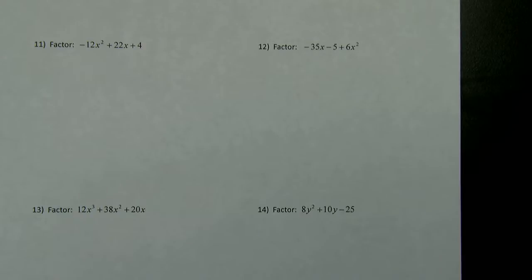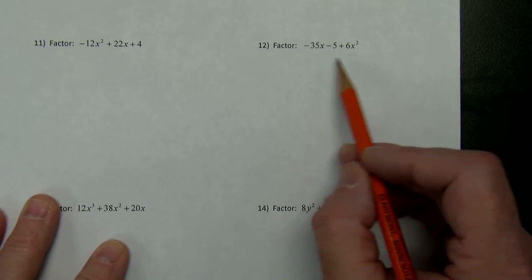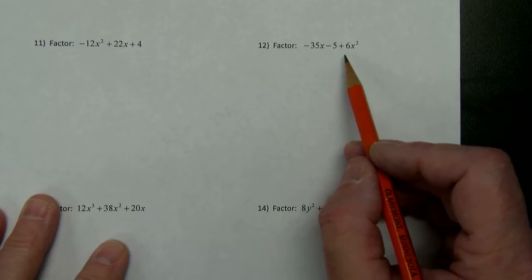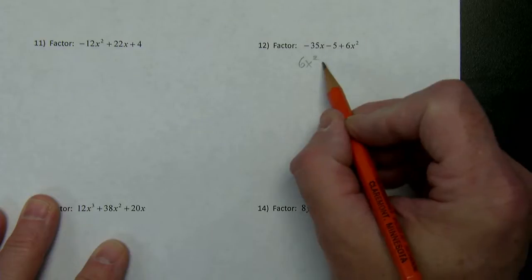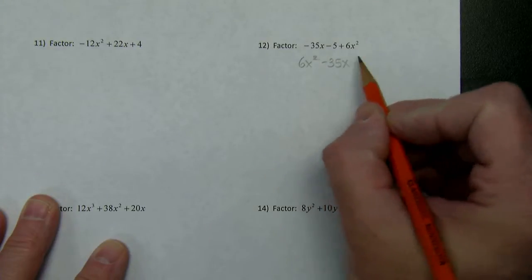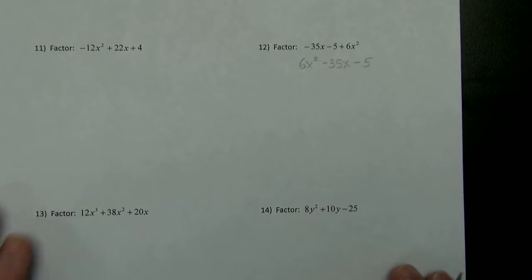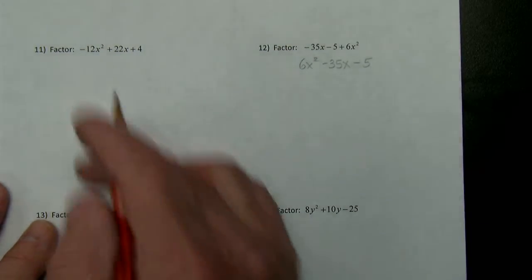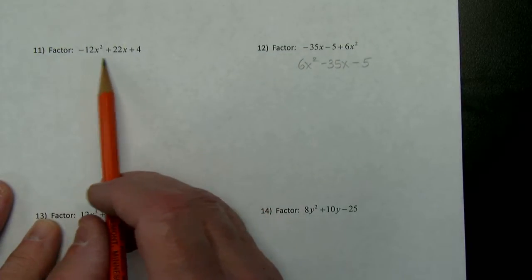Oh, one thing I want to show on number 12 is just if the polynomial is not in descending order already, you should put it that way. So if you have a 6x squared, put that out front, then minus 35x minus 5, and now you can do that one the way we have been. All right, but I'm going to do number 12 because there's something else about number 12, or number 11. So there's something additional about number 11. So this one is in the right order.